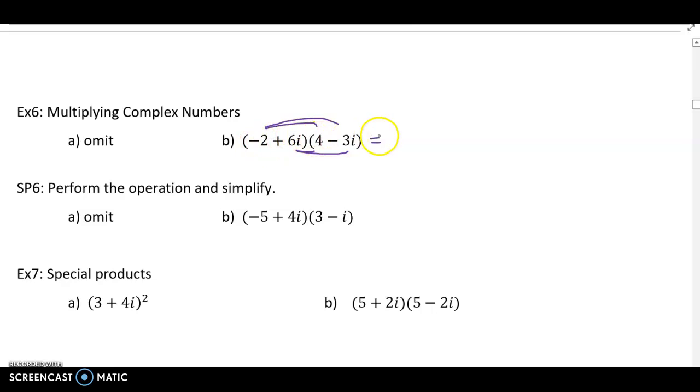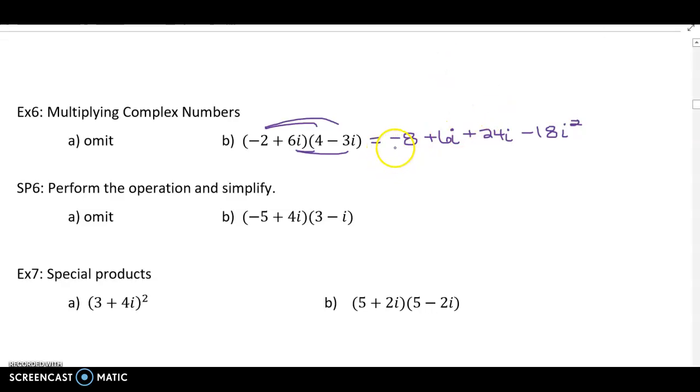So -2 times 4 is -8. -2 times -3i is going to be +6i. You treat it like a variable. 6i times 4 is going to be +24i. And then 6i times -3i is going to be -18i squared. We're going to start to see i squared more and more on these. So then we can simplify.